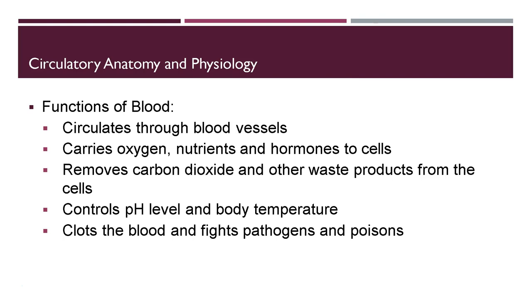This slide explains what blood does in the circulatory system. Blood circulates through blood vessels. It carries oxygen, nutrients, and hormones to cells, removes carbon dioxide and other waste products from the cells, controls pH level and body temperature, and also can function to make clots in the blood and deliver white blood cells that fight pathogens and poison.